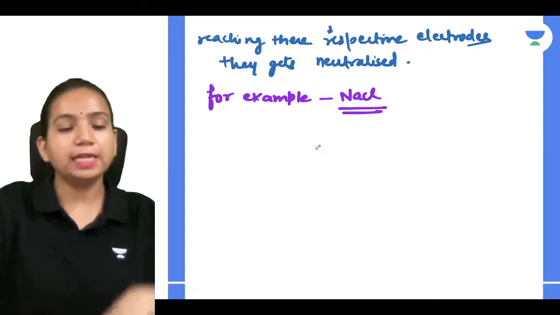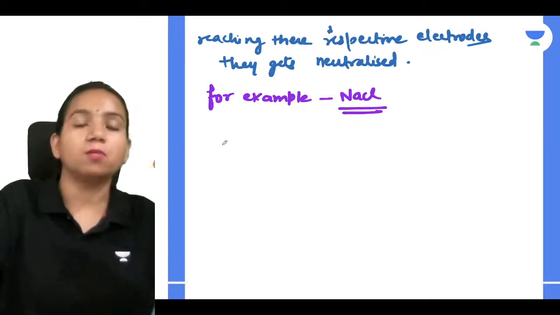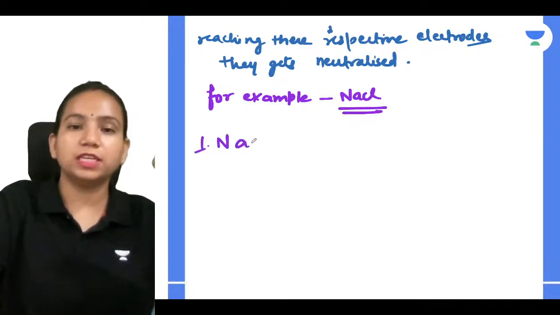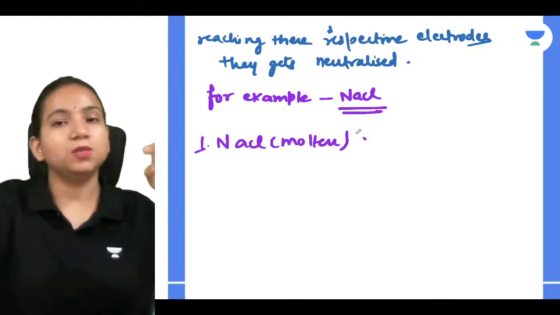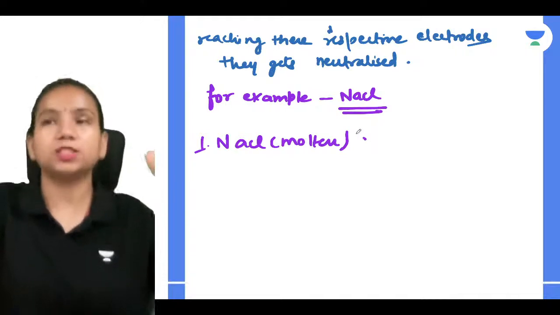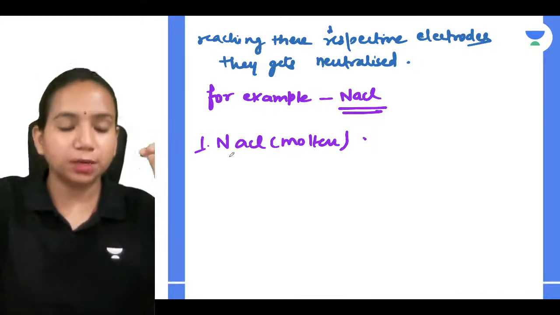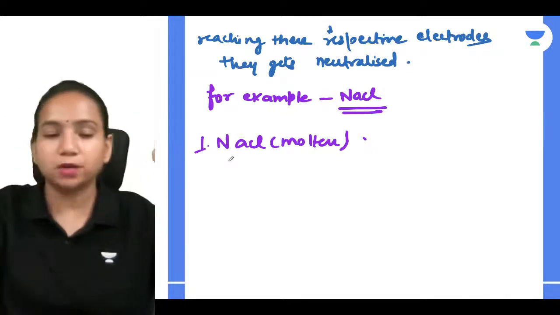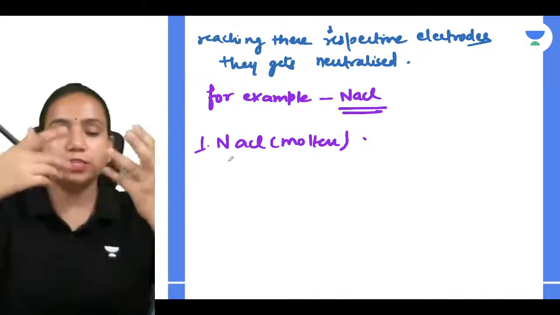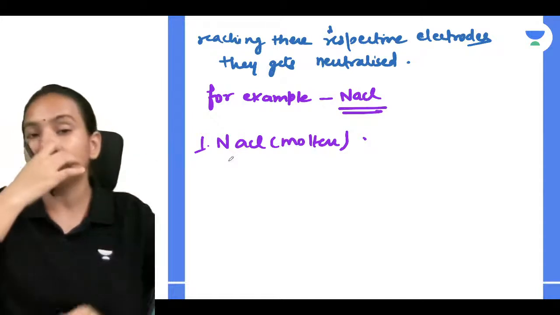Yes, so if we take the NaCl in the molten form, can anyone tell what is the meaning of NaCl in molten state? It's very simple. You are just melting it. You took your common salt, sodium chloride, and you just melted it. Once you melted it, you will get a liquid form of it, a molten form of it.